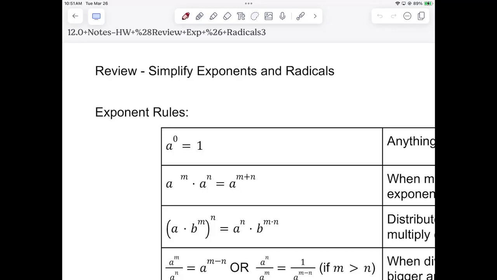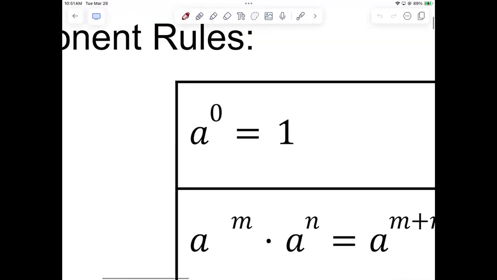So, simplifying exponents and radicals. Review. Okay, so first of all, let's look at the first rule on here. A to the 0 power. That's not an O like the letter O. It's the number 0. Guess what A to the 0 power is? 1. Okay. Now this works as long as A is not 0.